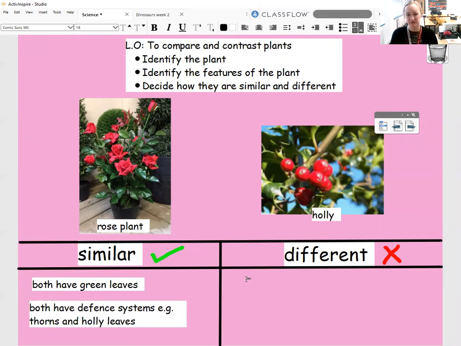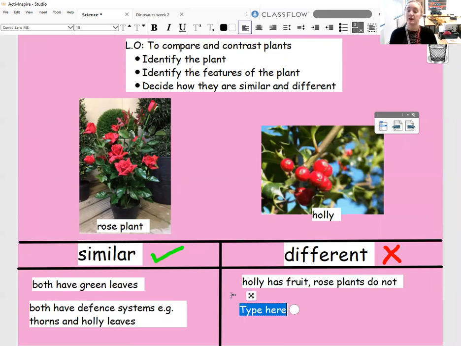So things that are different. Well, I know that holly has berries, whereas rose plant doesn't have fruit. Okay, so holly has fruit, rose plants do not. I also know holly is an evergreen, so that means that the leaves are green all year round, whereas a rose plant now, if we went and found that in your garden, or if you went to the park to try and find a rose plant, you'd see that it was quite brown, and it might look a little bit dead at the moment, but it's just waiting for the springtime when it can start blooming again.